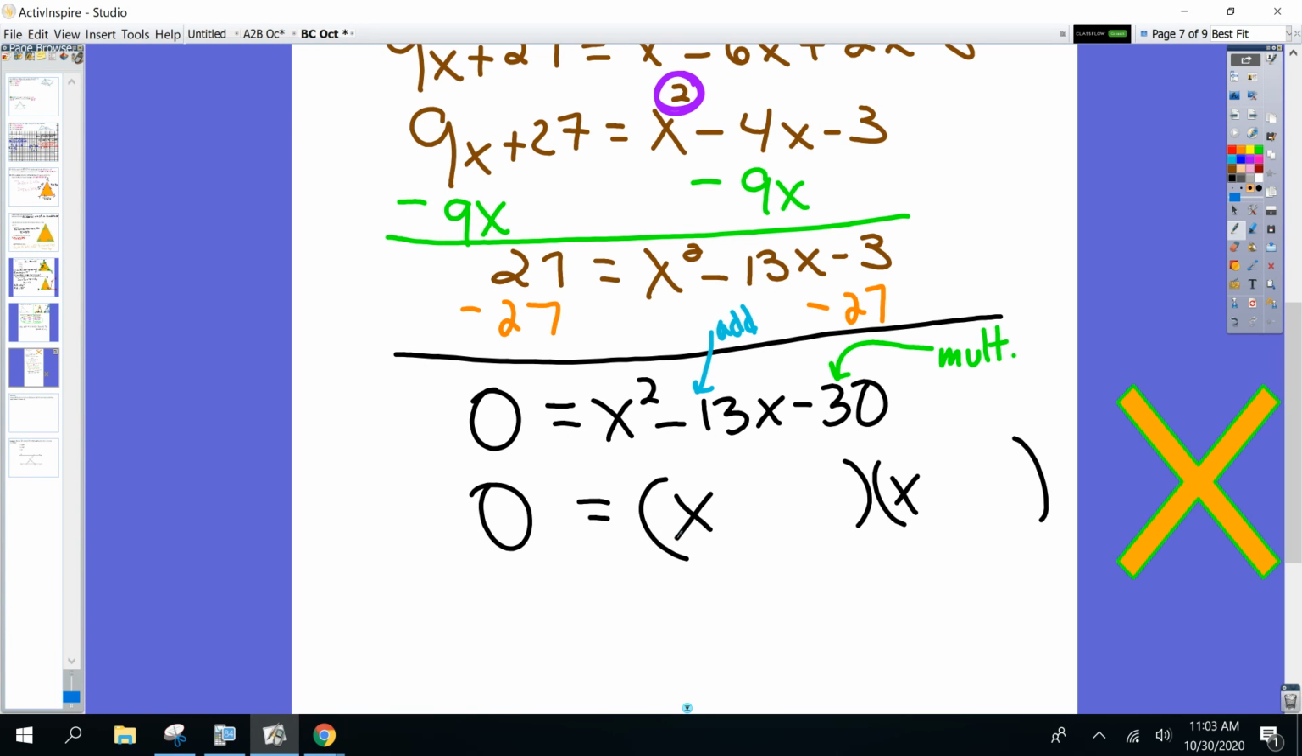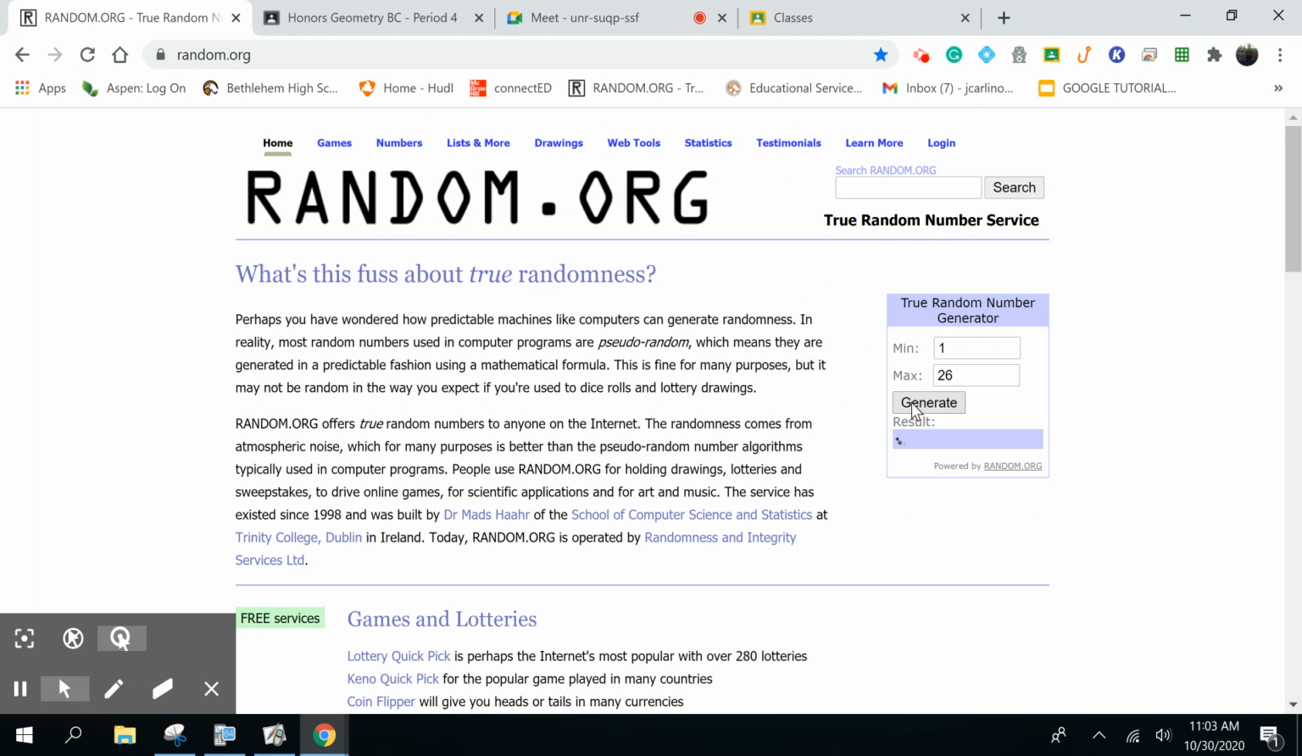No, absolutely not. Somebody's giving me this, whether they want to or not. Two numbers multiplied with negative 30, but add to negative 13. Here we go. Sean, going to you.